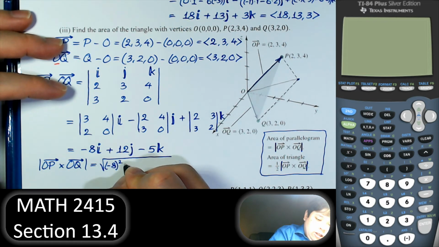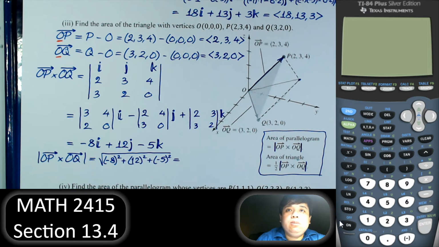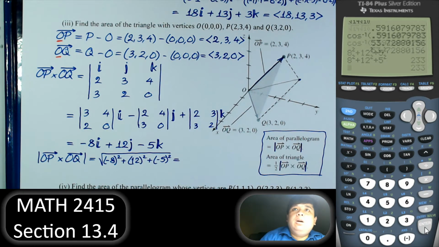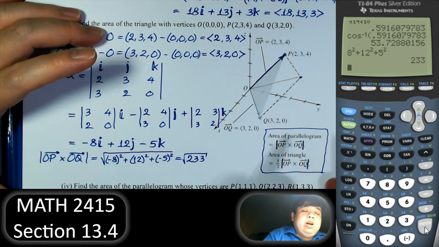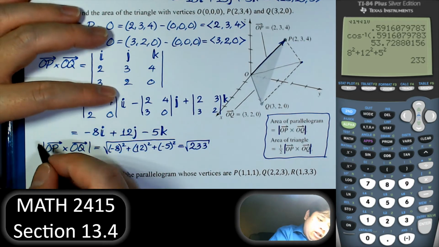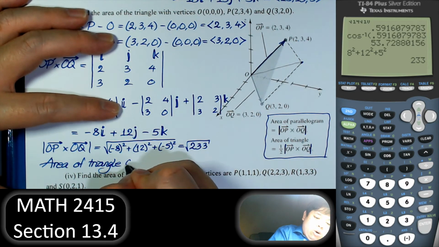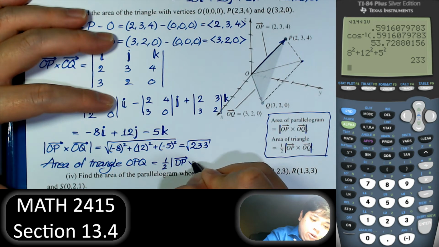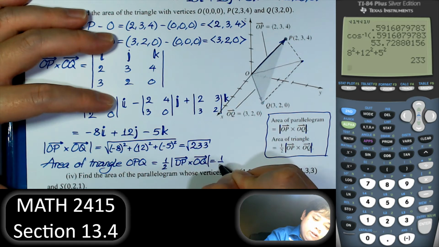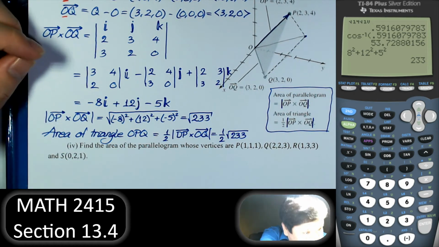So we have negative 8 squared, 12 squared, negative 5 squared. That is 233, under the square root. So that is the area of the parallelogram. We need to cut that in half for the area of a triangle. So we say area of triangle OPQ equals 1/2 the magnitude of OP cross OQ, which is 1/2 square root of 233. So yeah, just like that, simple enough, right?